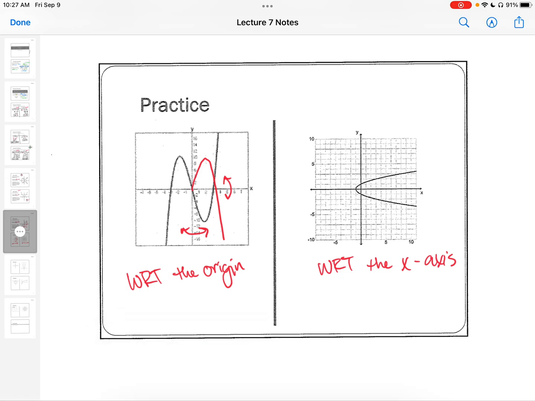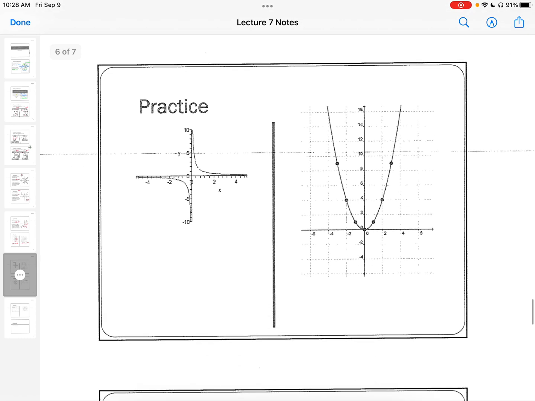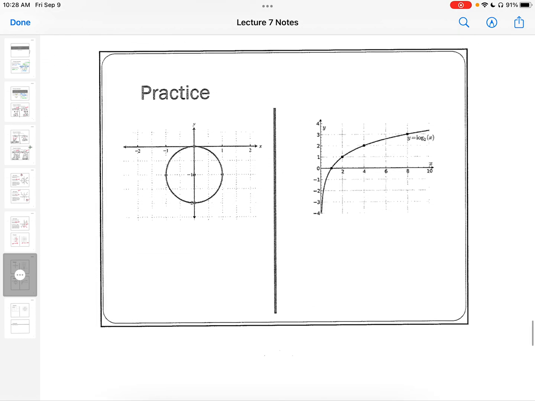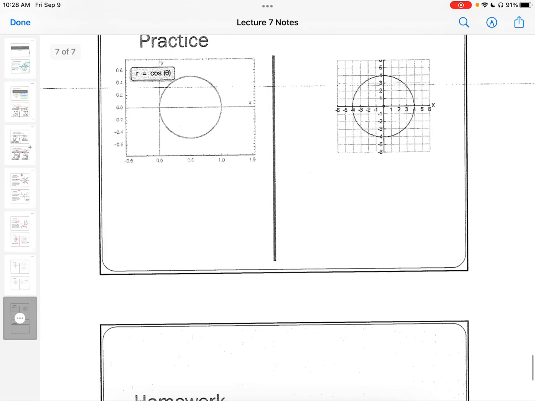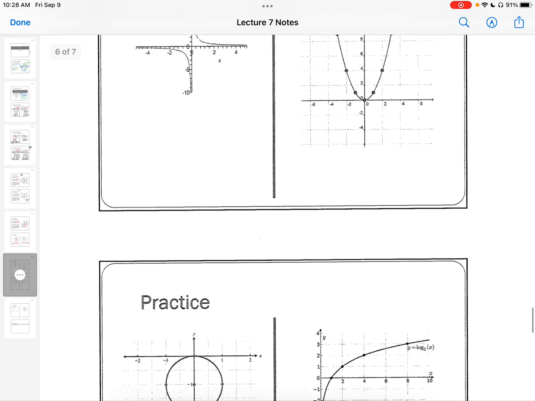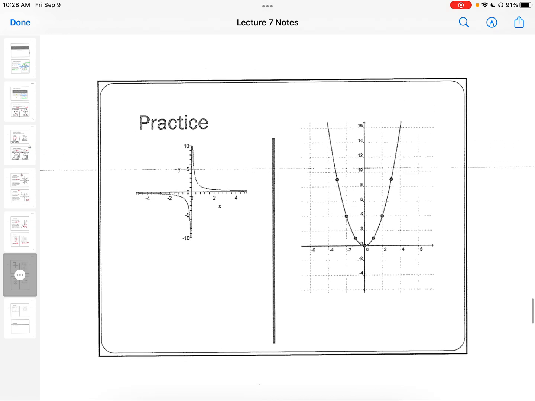Okay. There are 6 more of these. So what I would like you guys to do is pause the video and write down if you think it's symmetric with respect to the origin, the x-axis, or the y-axis on these 6. So go ahead and pause your video, try those on your own.